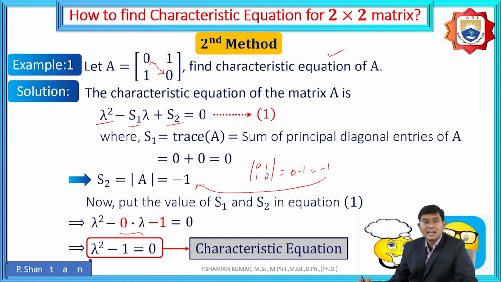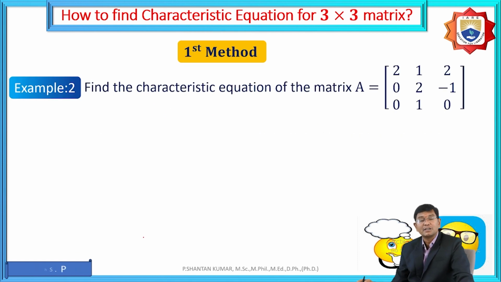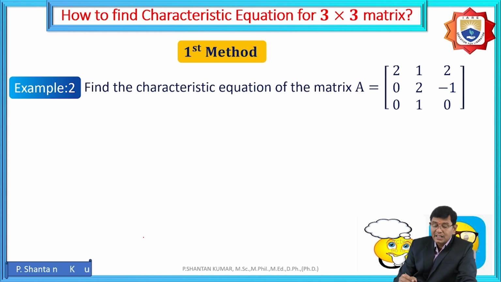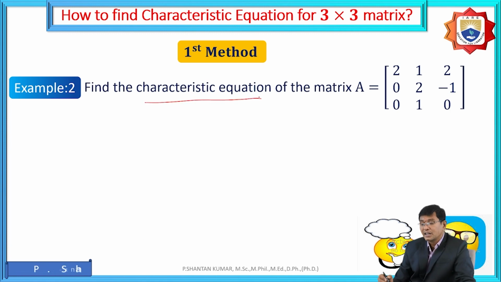And we have clearly understood, for 2 by 2 matrices, the first method and the second method. The first method is the general method, and the second method is the short method, that is a formula. Similarly, for example, take a 3 by 3 matrix, and here they are asking us to find the characteristic equation of the matrix. Its order is 3 by 3.